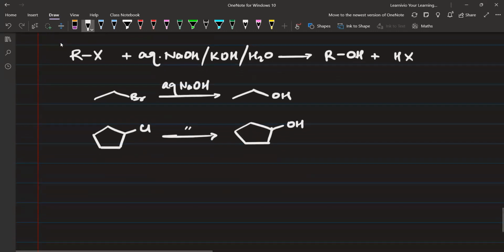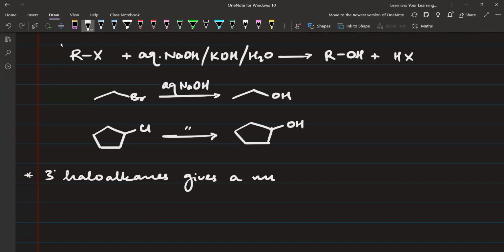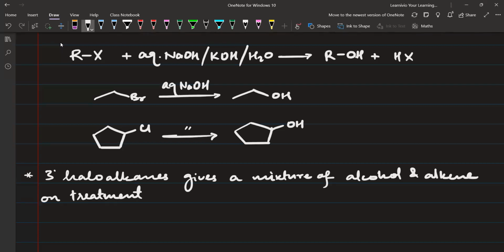Just two or three things are to be remembered here. Let me write it down. A 3-degree haloalkane gives a mixture of alcohol and alkene on treatment with aqueous KOH or aqueous NaOH.